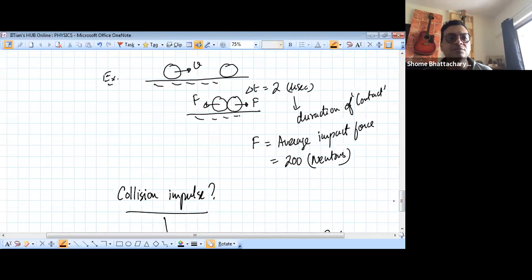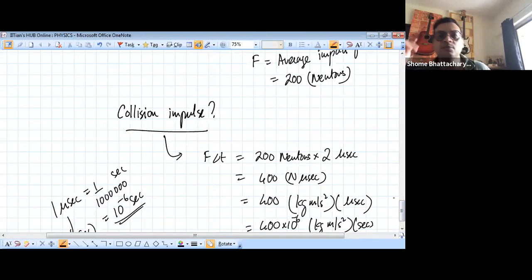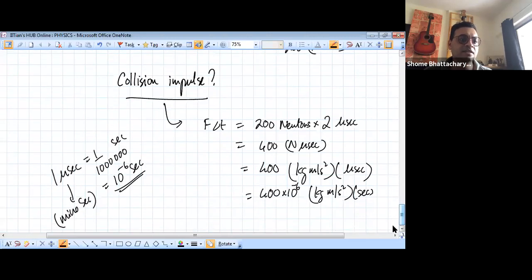2 microseconds, you can imagine, is very, very short. You actually need a very sophisticated kind of clock to even measure 2 microseconds. The kind of sports stopwatches that people use for Olympics and all, that goes up to milliseconds. That hardly ever goes to microseconds. So we need some very technically advanced kind of equipment to measure 2 microseconds.